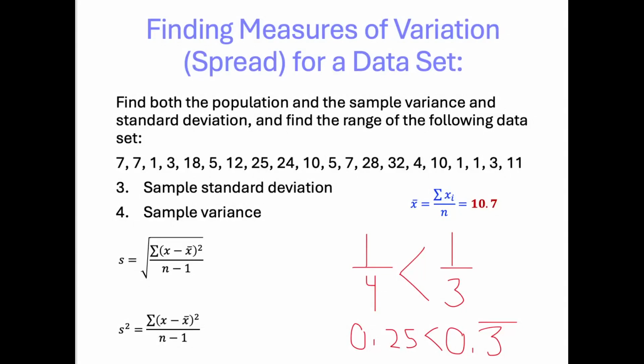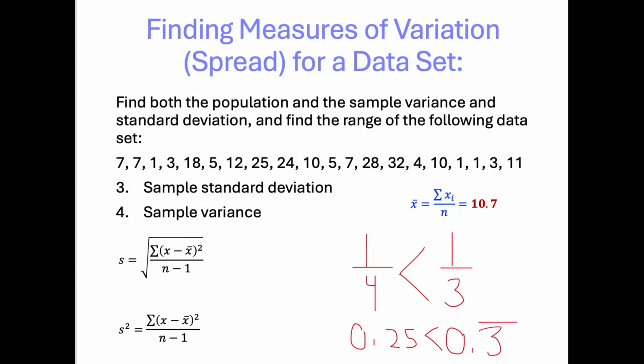But those are the main differences on the formulas. And then same thing with the sample variance. It's just going to be the sample standard deviation squared. So the shortcut is just don't take the square root when you're calculating the standard deviation, and that gives you the variance.